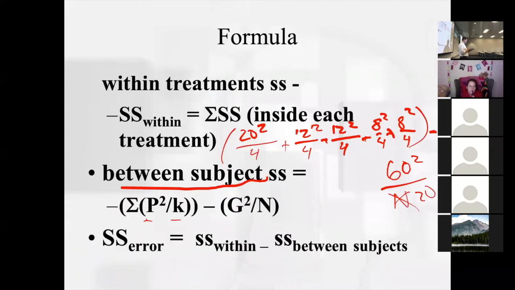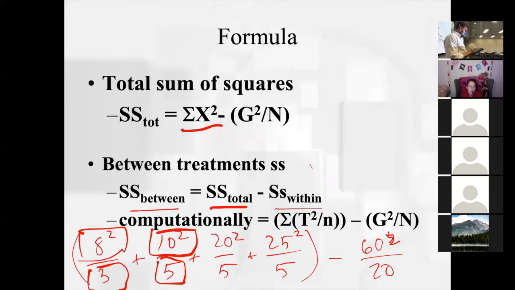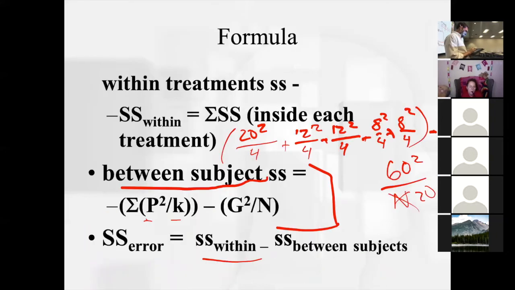So once we have that between subjects sum of squares with this equation here, to get our sum of squares error, we just take our sum of squares within that we calculated on the same thing. So the sum of squares within, and we're now going to subtract the sum of squares that we just calculated for that between subjects. All right, this is going to be removing any of those individual differences that could be affecting that variance.